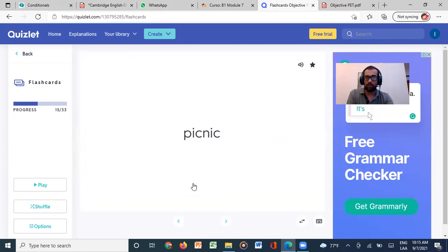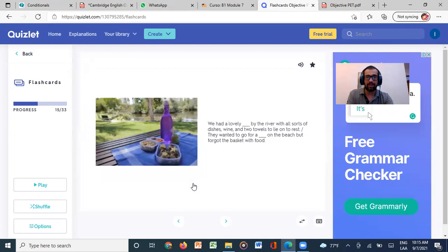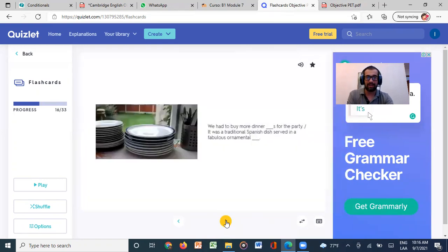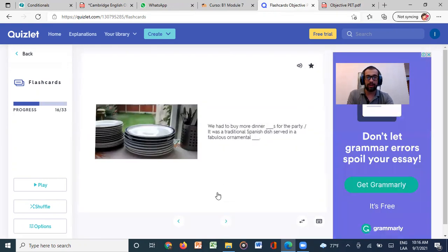Picnic. What is a picnic? Well, this is an example of a picnic, right? We had a lovely picnic by the river with all sorts of dishes, wine, and towels to lie on, right? So that's an example for picnic in this case. Let's go with the other one.